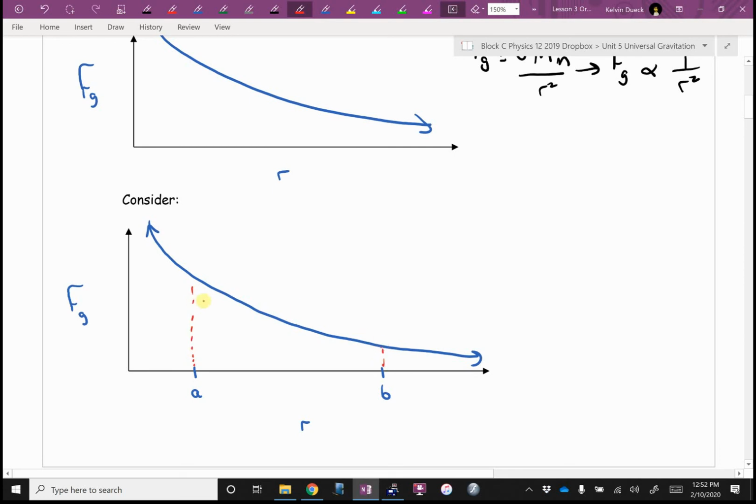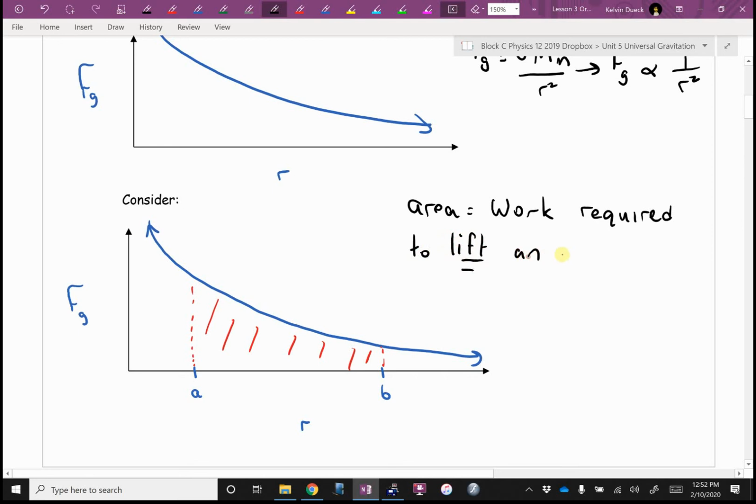Again, some dotted lines. Again, color, color, color, color. Or you can just draw it like that. Now, this is still work. But what does the area represent here? The area is the work required to lift an object from, and then pause after the word from.